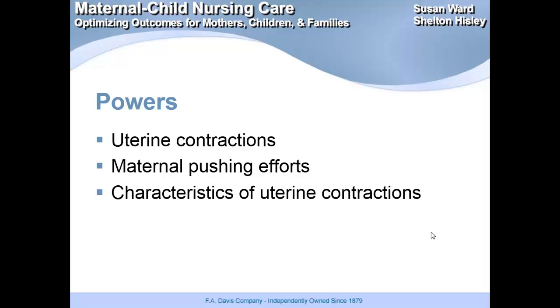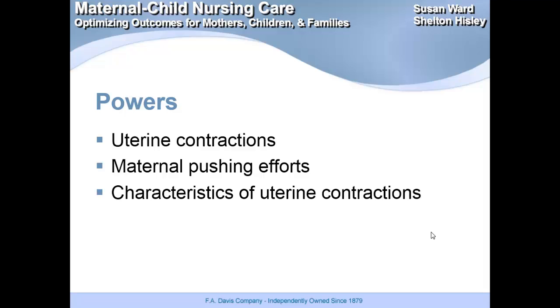This is the physiologic force of labor and birth. This includes uterine contractions, which is the primary force pushing that fetus out. And then the secondary force is the maternal pushing forces. So, some characteristics of uterine contractions.